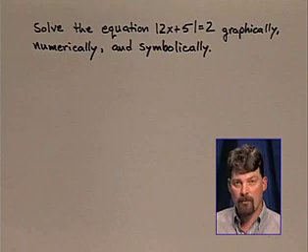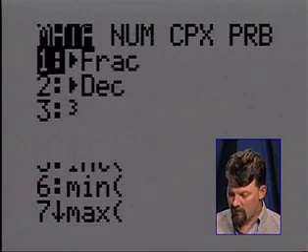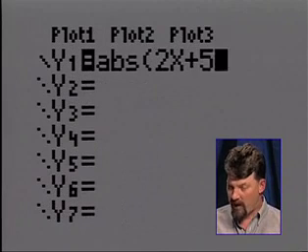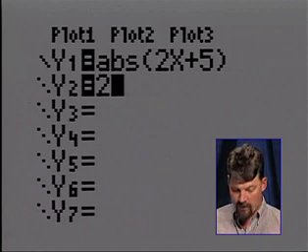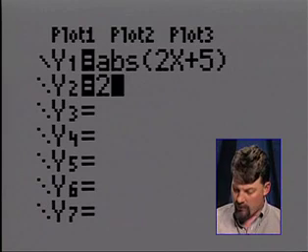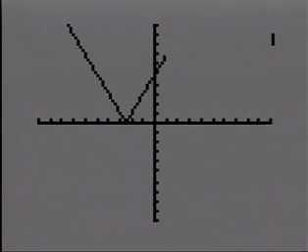So the first thing I'm going to enter is the absolute value of 2x plus 5. So there's the absolute value, 2x plus 5. And down here I need 2, so I'll enter a 2. And I think that we can use the same window. So I'll just hit graph. That looks okay. Now, what we want to do is find the intersection for these 2 points.